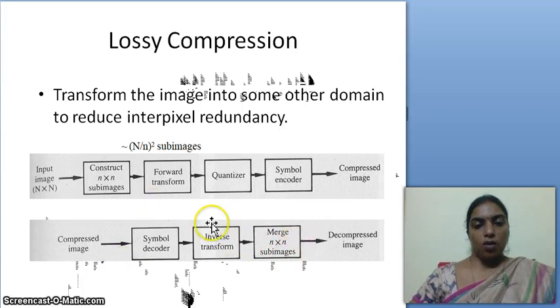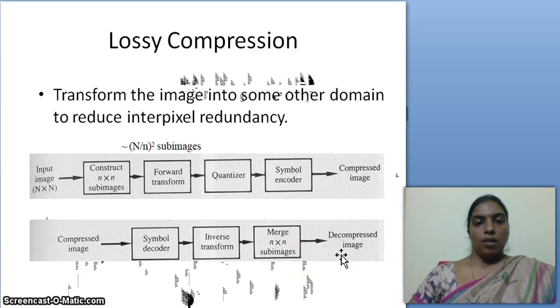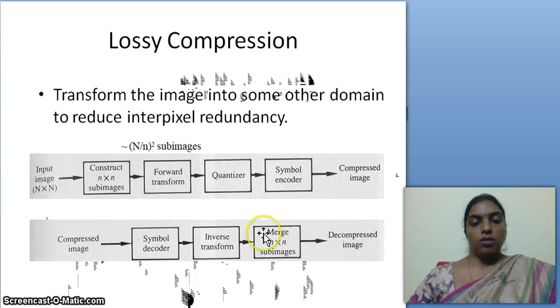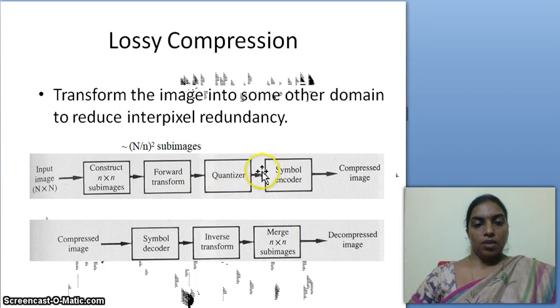This is the symbol decoder. This is the inverse mapper, and this is the mapper. In the reverse operation, where the forward has decomposition, here it is merging. So merge the n by n subimages, then you can get the original image, right? But here the output is lossy. The output image is not equal to the exact original image due to the loss of certain information, since the quantizer is used. This is nothing but transform coding in lossy compression.